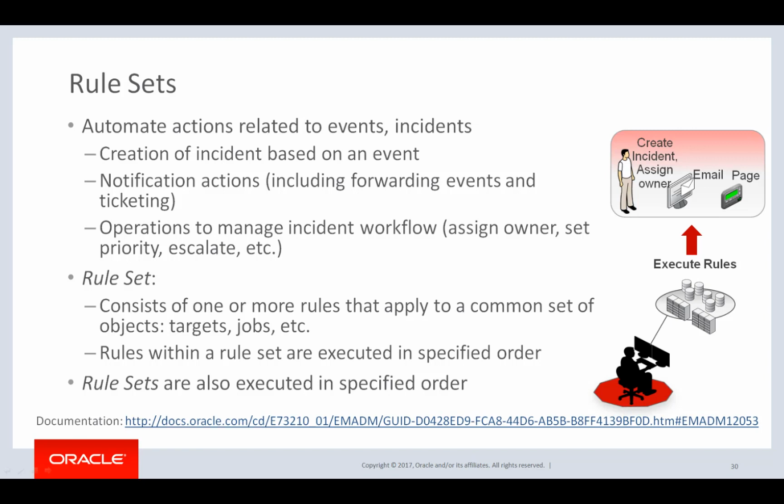A rule set can have 1 or more rules that apply to a common set of objects, such as targets, jobs, metric extensions, or self-updates, and take appropriate actions to automate the business processes. The rules within a rule set are executed from top-down order, and so are the rule sets themselves. So it's important that you organize rules and rule sets in the order in which you want them to be evaluated by the EM rule engine. Please take a look at our online documentation for more information about rule sets.